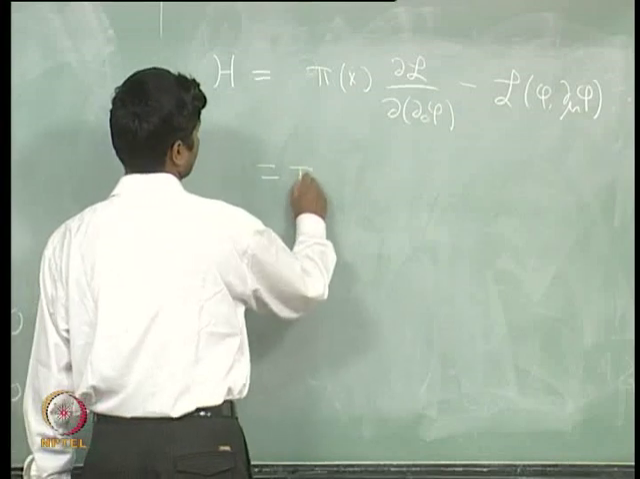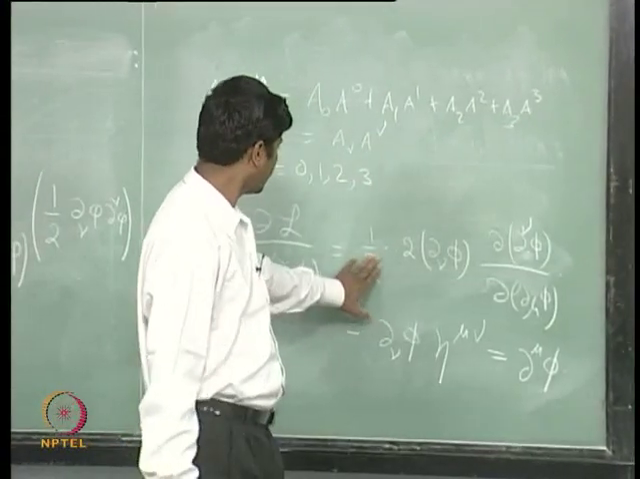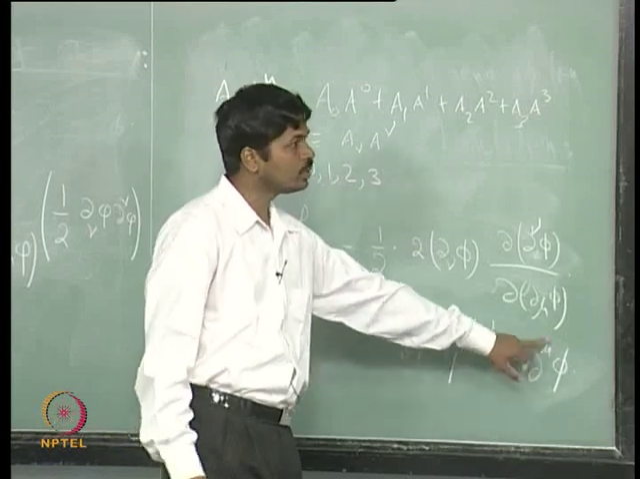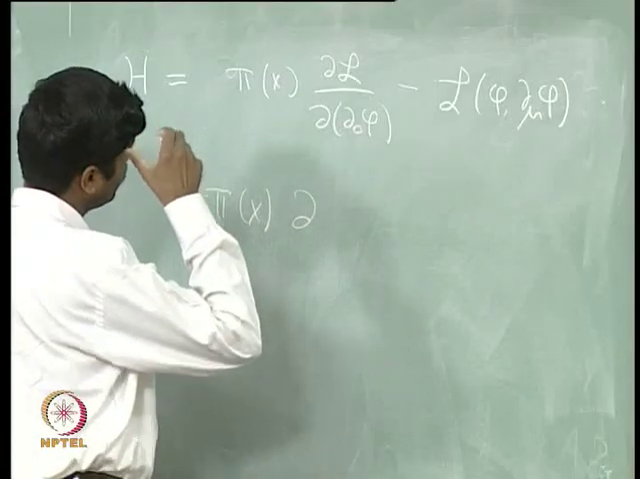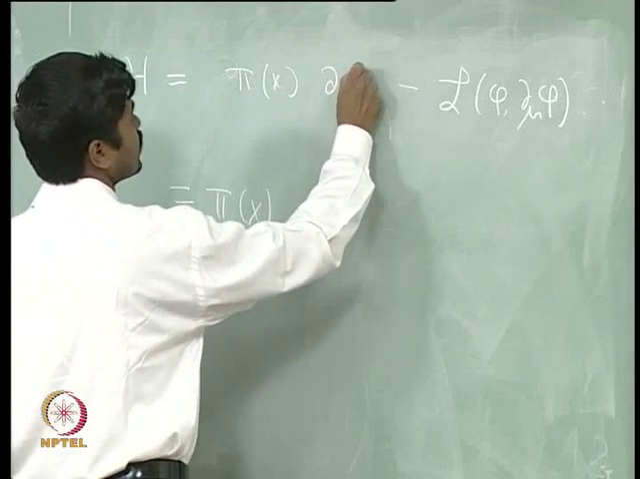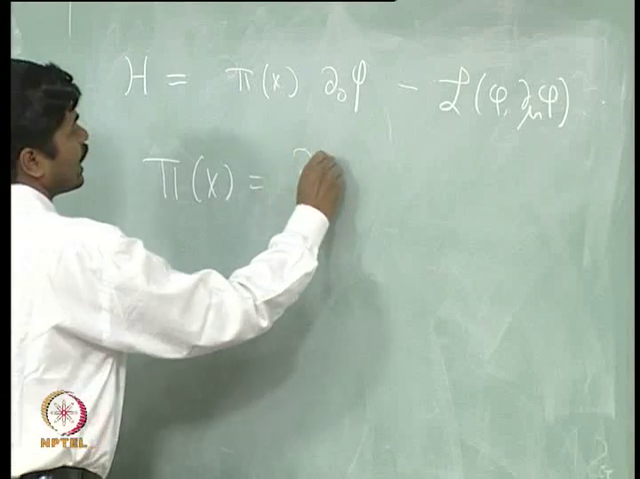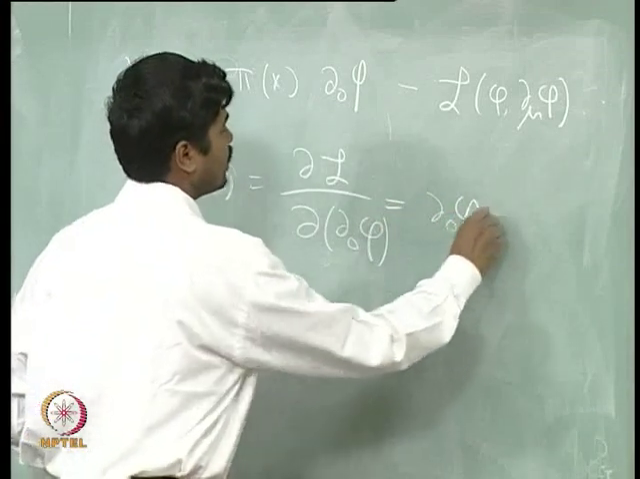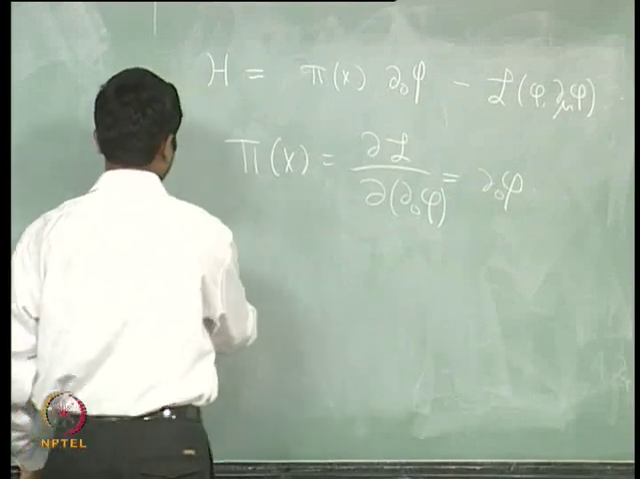So this is equal to pi of x, and we can see from this expression that del L over del 0 phi is again del 0 phi. So we can use this expression here. This is simply pi del 0 phi minus L. So pi of x is del L over del 0 phi. This quantity is again del 0 phi. So we can substitute this for pi of x. Then what we get is Hamiltonian density H.